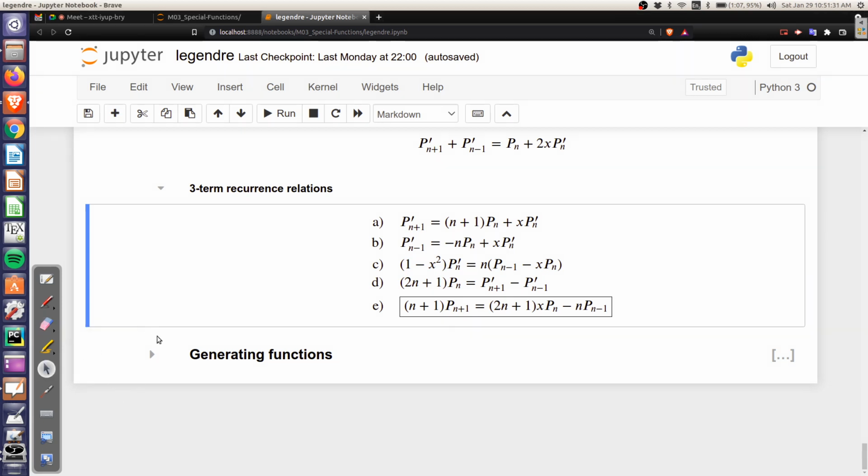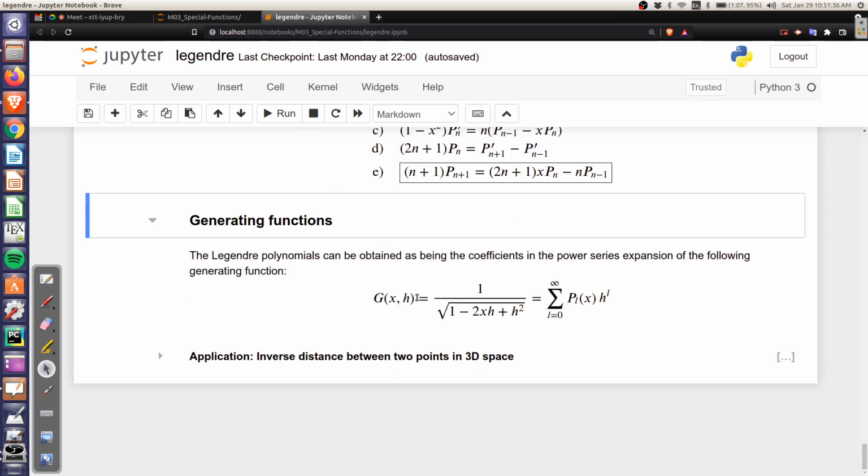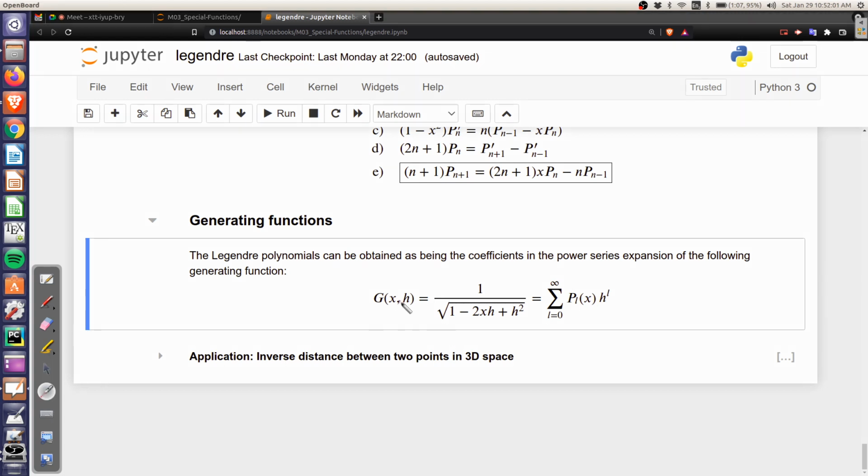And finally we come to the generating functions. Now what is a generating function? It is actually a really cool idea. There exists a function such that if I expand this function as a power series, then that power series will have coefficients as well as some term which is raised to some power. Those coefficients will be nothing but the Legendre polynomials. So you can see here, it has to be a function of 2 variables. One is obviously x, another one, let's say, is h.